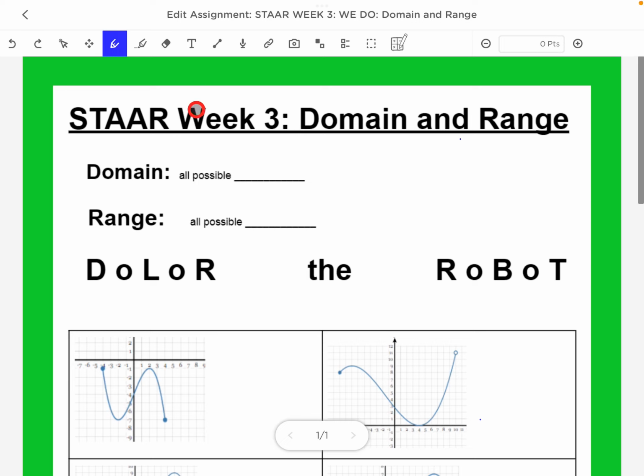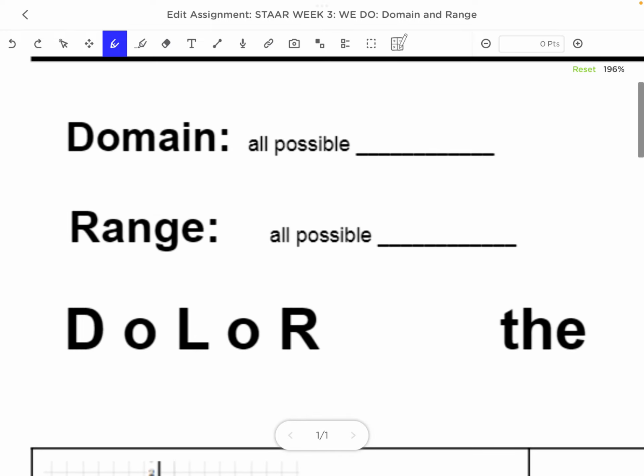Okay, welcome back. Now we're going to be talking about domain and range. The main things that we need to remember about domain: a domain is going to be all the possible x values, okay? And then range is going to be all the possible y values. Okay, so we're going to go through the basics of what you're going to see on that STAAR test.